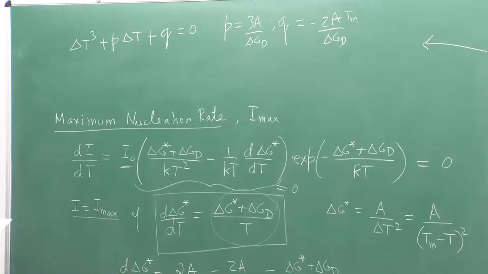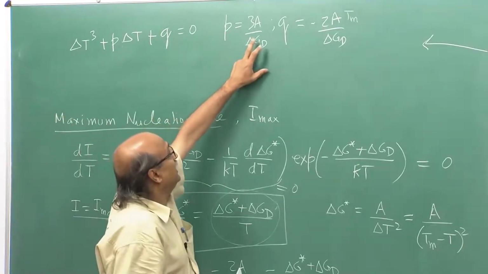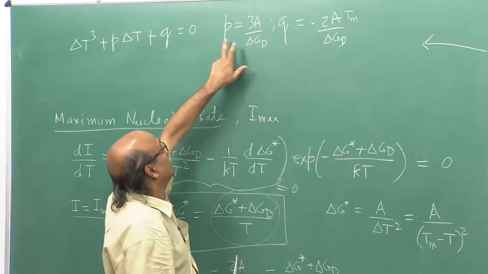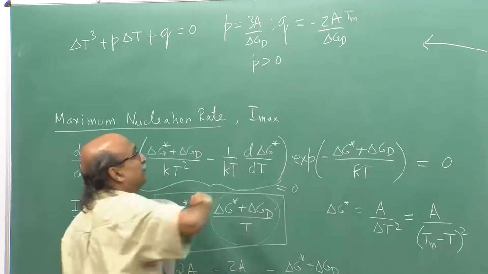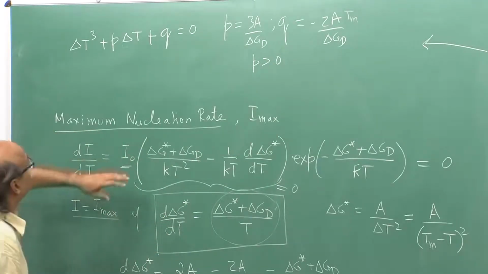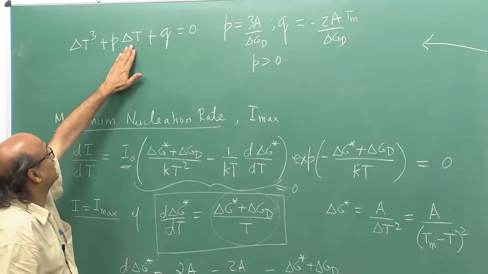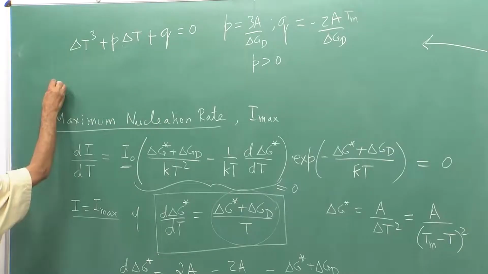Then the solution for this equation is, if I look at the sign of P, A is positive, delta GD is positive, hence P is greater than 0. While the cubic equation I had solved in the last lecture, the coefficient for delta, well, it was not delta T, it was X, was less than 0.